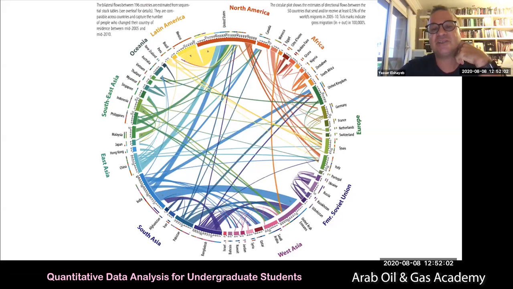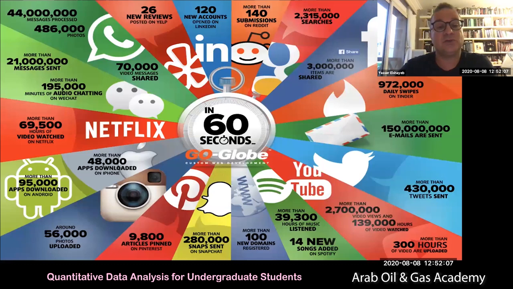This is another example to show you what happens in 1 minute. If you go to the internet and type what happens on the internet in 1 minute, you will find a lot of those graphs. I think this graph dates back to 2018, maybe 2019. It's an ever developing graph, and again, you have a lot of information here. In 60 seconds, you have 100 new domains registered.